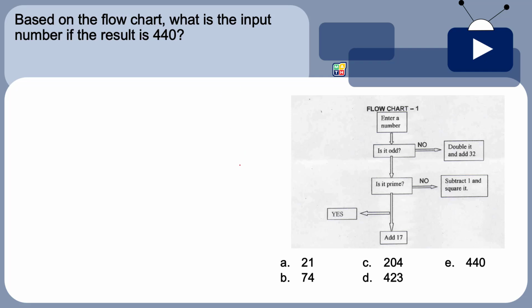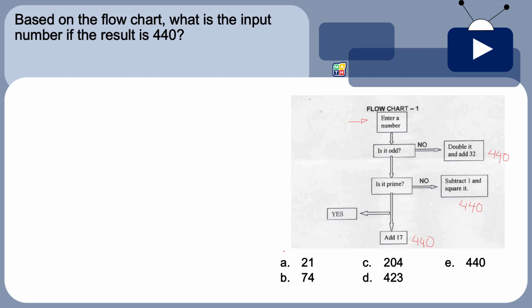Now, 440 can be a result after adding 17, right? 440 may have resulted after subtracting a certain number and squaring it. And 440 could also be a result at this instance. So we're going to work backwards to determine what was the number we are going to input here.